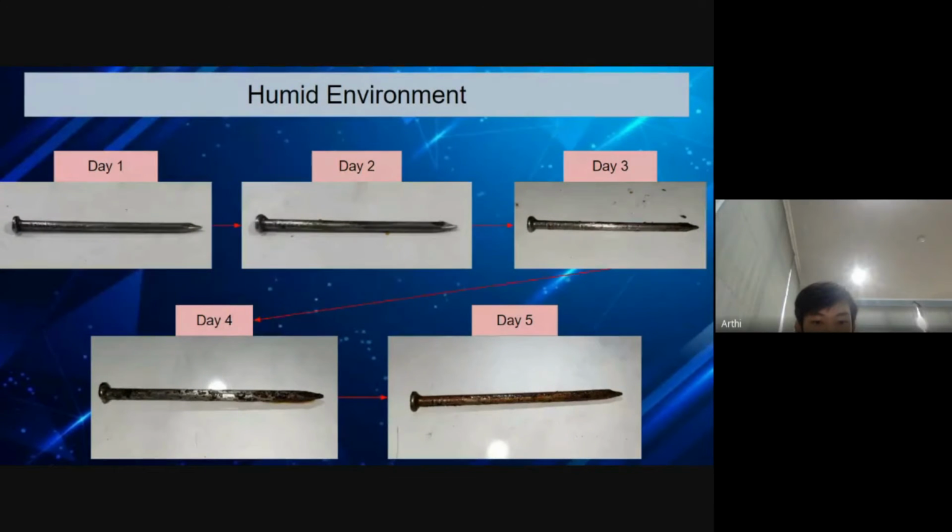These 5 pictures are results of the nail that was placed in the humid climate, which was the terrarium. As you can see, the first 24 hours had no effects, but by the second day, iron oxide or rust had started to form, and over the course of the next 3 days, more and more rust formed. On the 5th day, the nail was almost completely covered in rust.